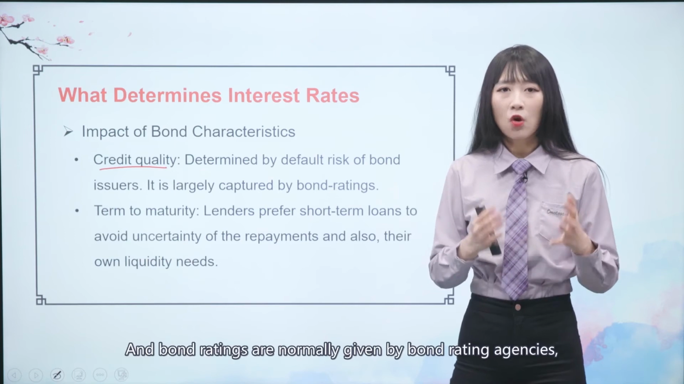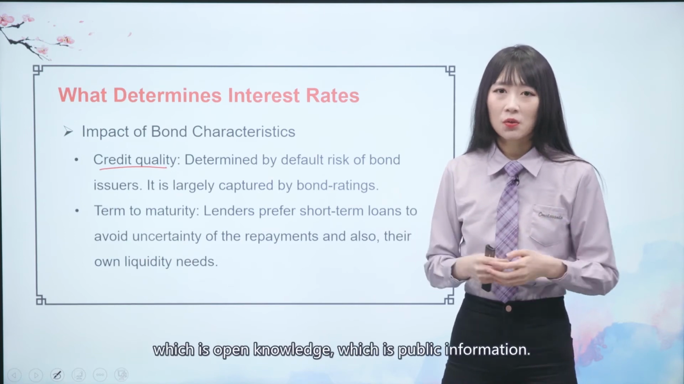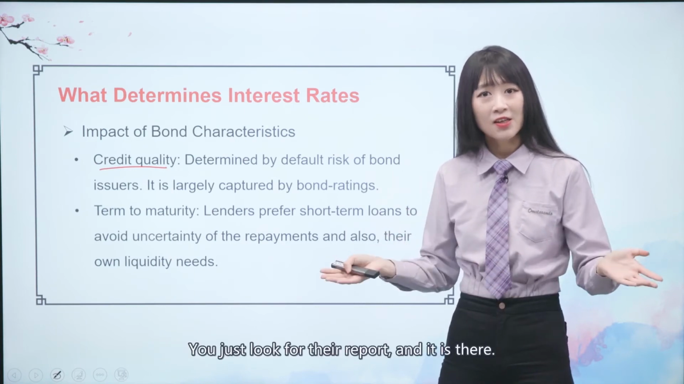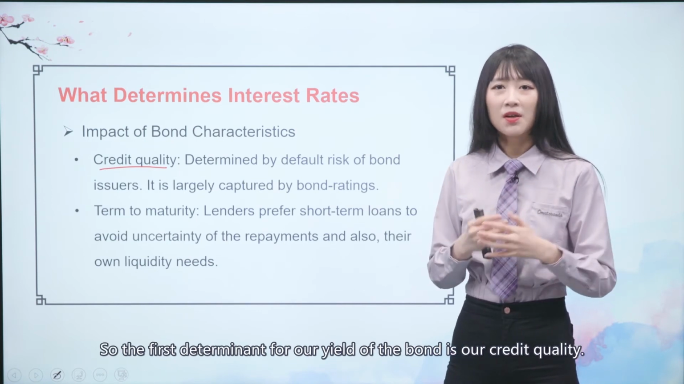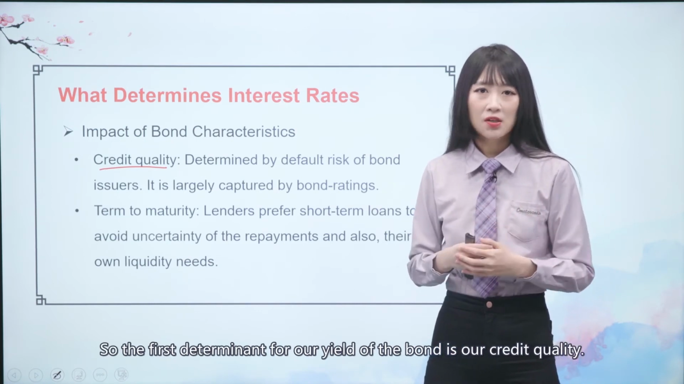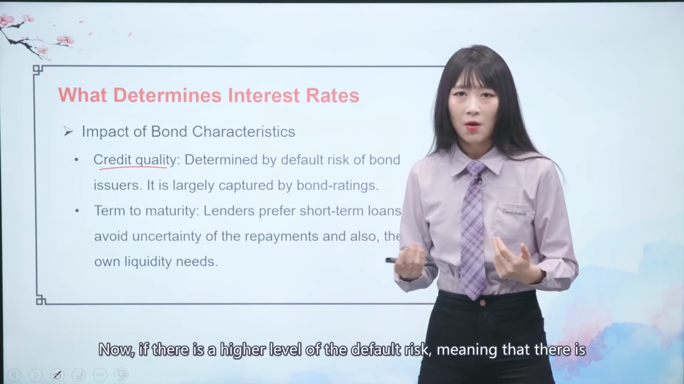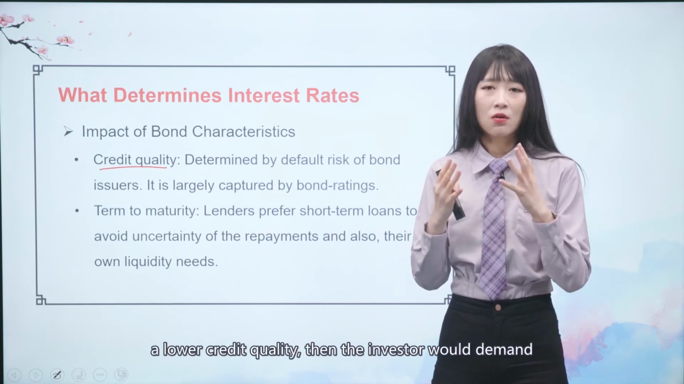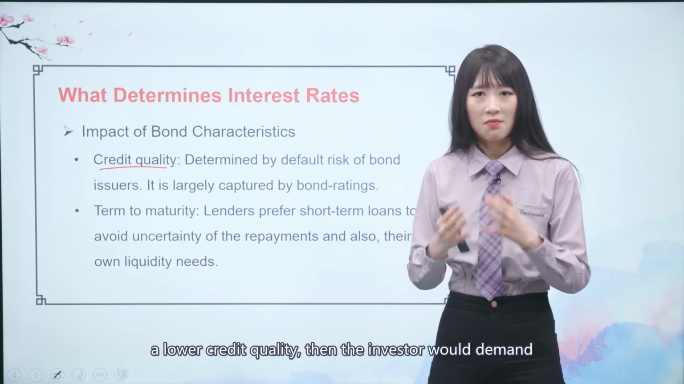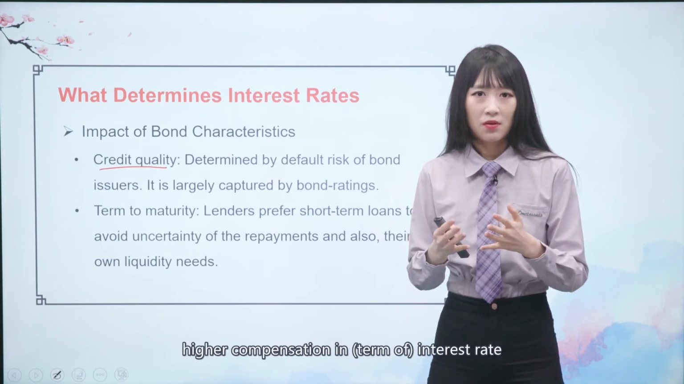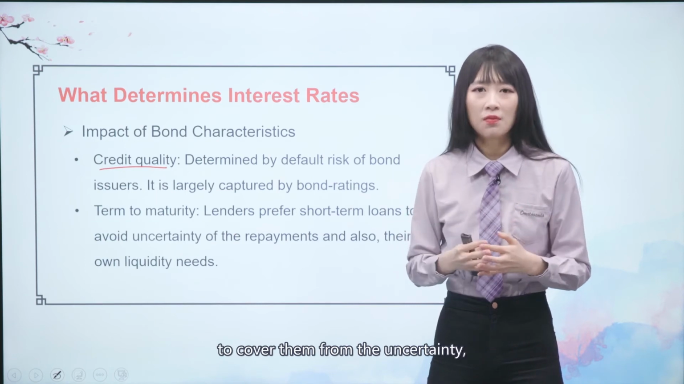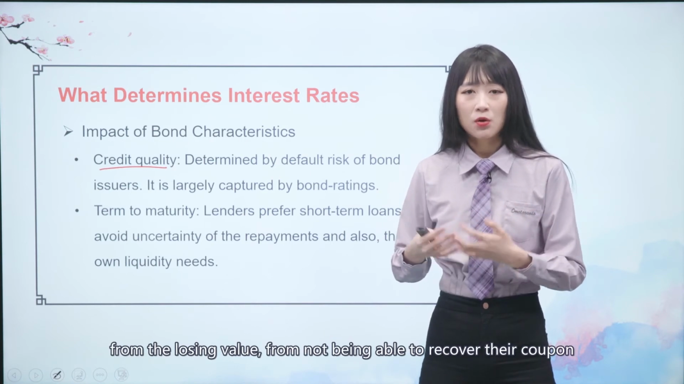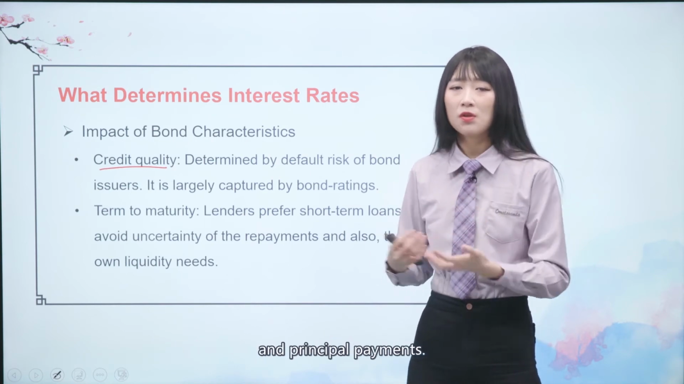And bond ratings are normally given by bond rating agencies, which is public information. You just look for the report and it is there. So the first determinant of the yield of the bond is credit quality. Now, if there is a higher level of default risk, meaning a lower credit quality, then the investor would demand higher compensation in interest rate to cover them from the uncertainty, from losing value, from not being able to recover their coupon and principal payments.